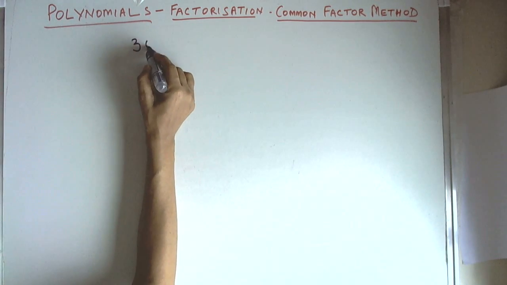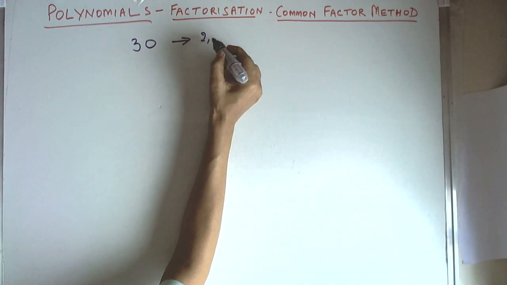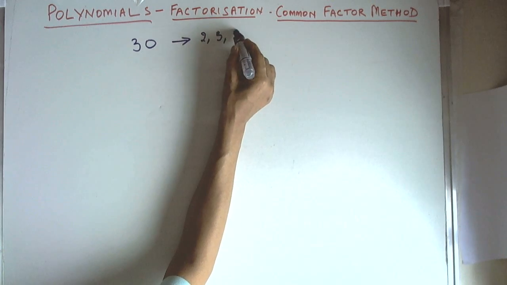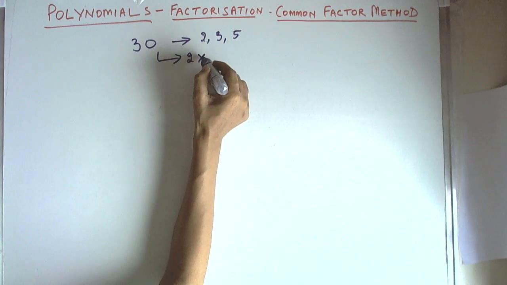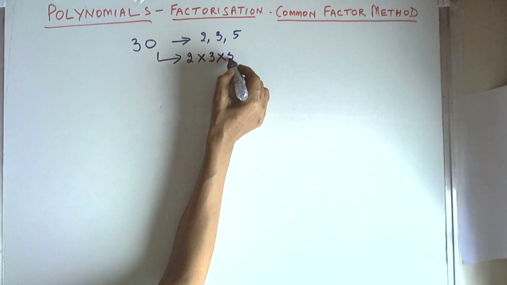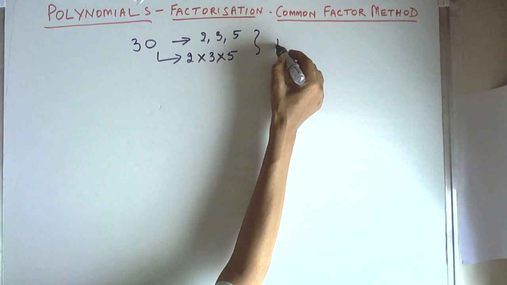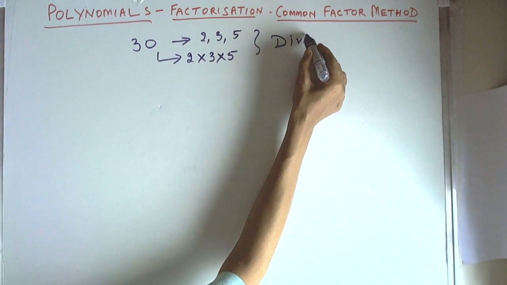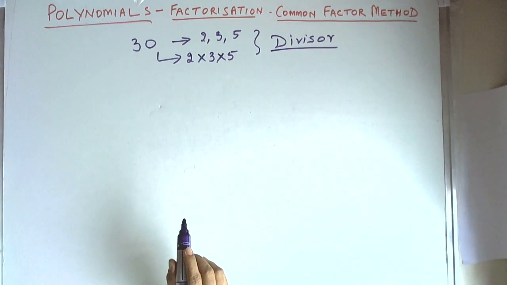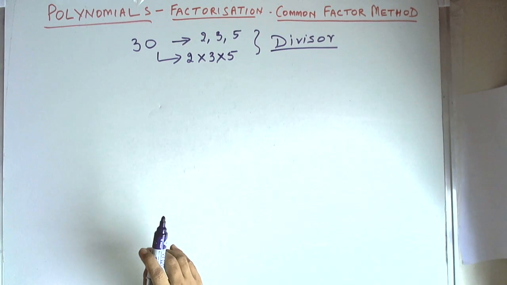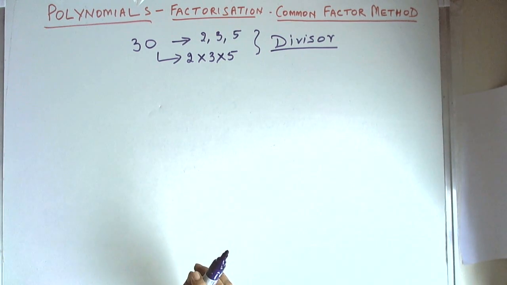Say for example, if we have a number 30 and we factorize it, we know that 2 is a factor, 3 is a factor, 5 is a factor. So in fact 30 can be written as 2 into 3 into 5. Factorization is tricky because we have to find a divisor, and as such there is no foolproof step-by-step method of finding divisors.